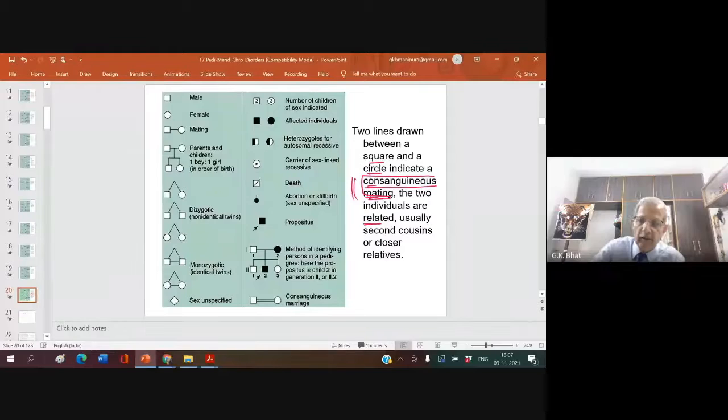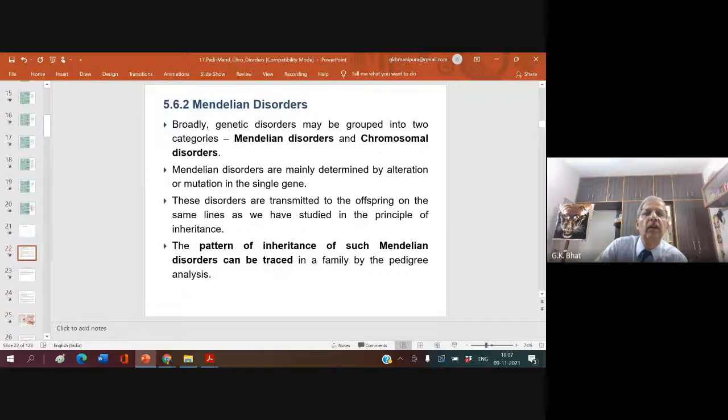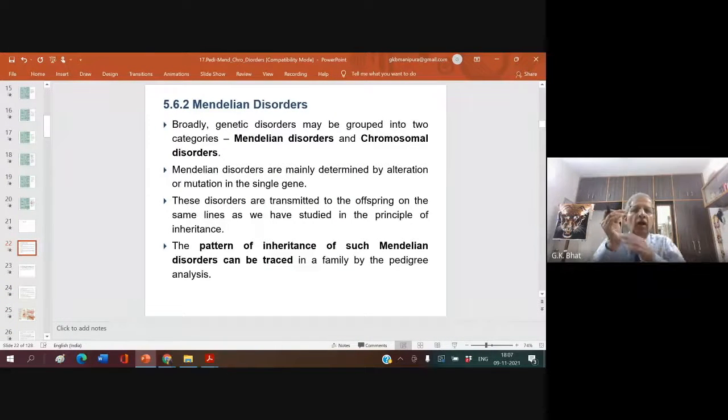Yes, sir. Okay. Now let us see Mendelian disorder. Broadly speaking, genetic disorders may be grouped into two categories.